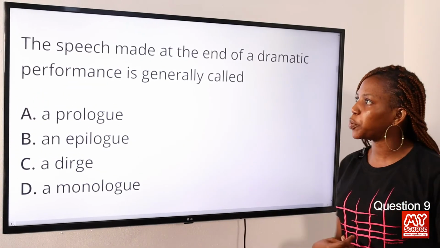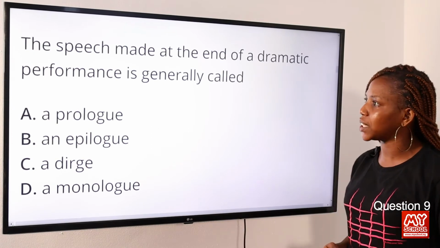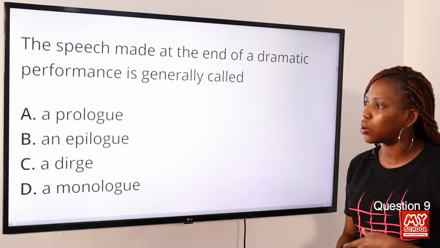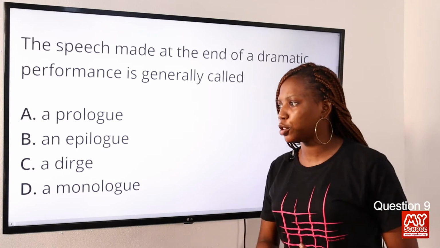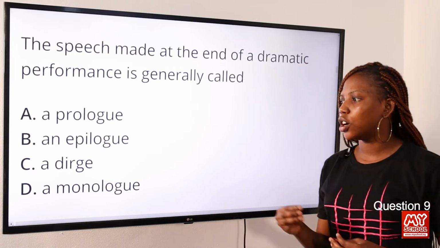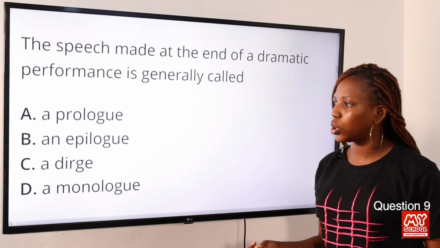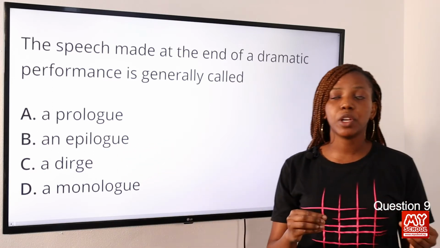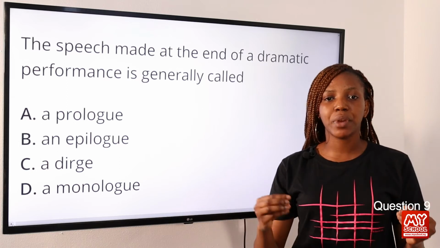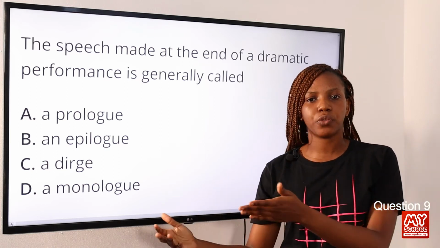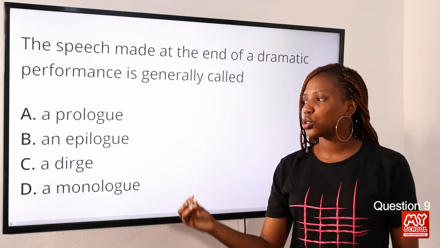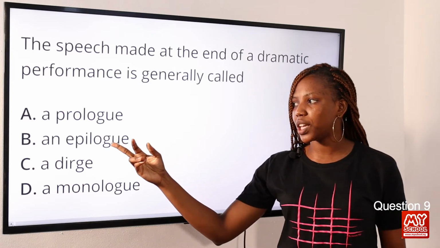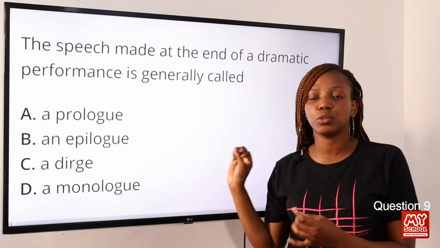Question 9. The speech made at the end of a dramatic performance is generally called option A, a prologue, option B, an epilogue, option C, a dirge, option D, a monologue. Now the answer to this question is option B, an epilogue. An epilogue is a speech or writing made at the end of a literary text. So the answer is option B, an epilogue, which is also called the concluding part.